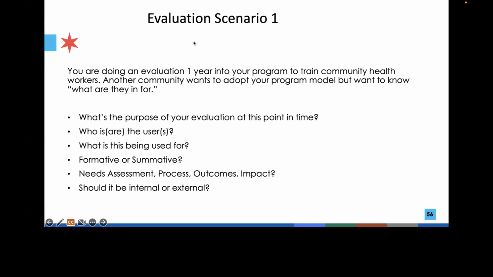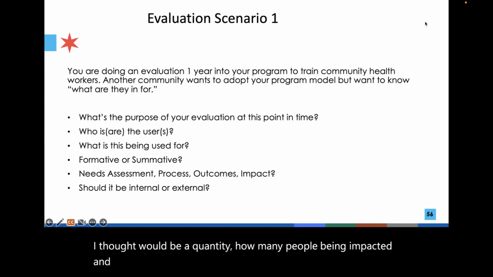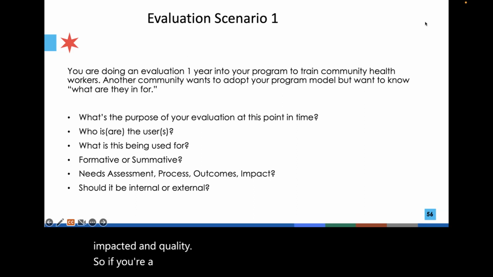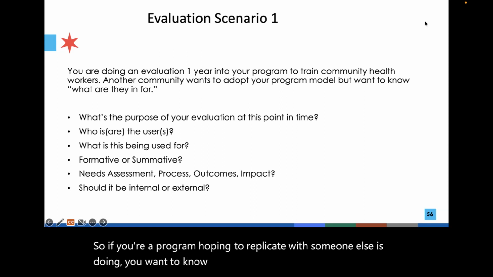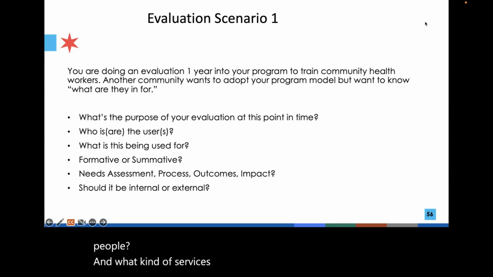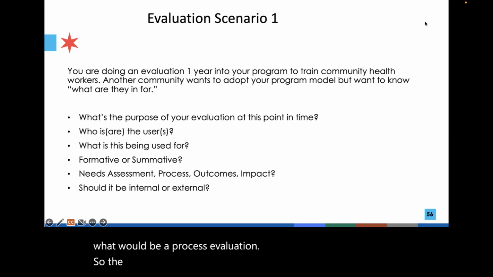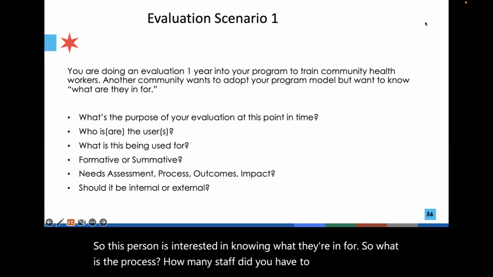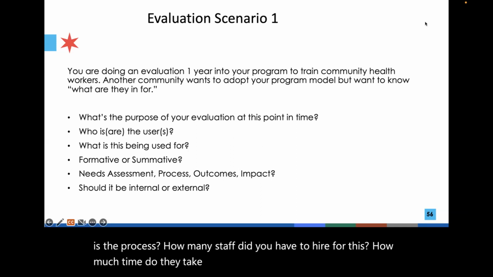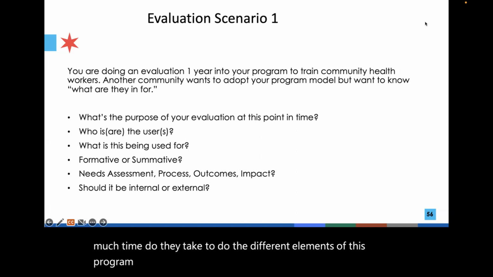A thought would be quantity, how many people being impacted, and quality. Mm-hmm. Yeah. So if you're a program hoping to replicate what someone else is doing, you want to know how exactly do you serve this many people? And what kind of services are you doing? So this is a description of what would be a process evaluation. So this person is interested in knowing what they're in for. So what is the process? How many staff did you have to hire for this? How much time do they take to do the different elements of this program? What kind of resources did you have to invest in?